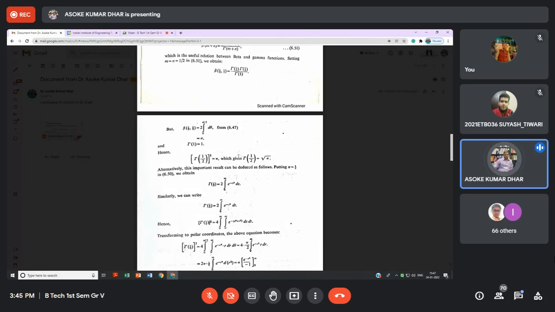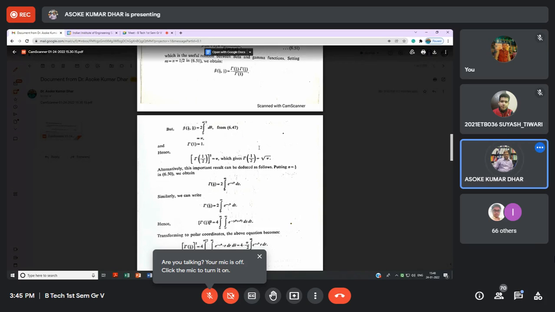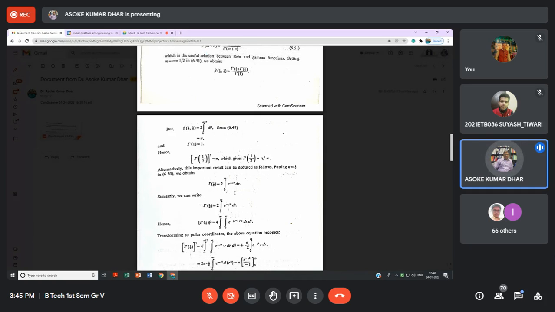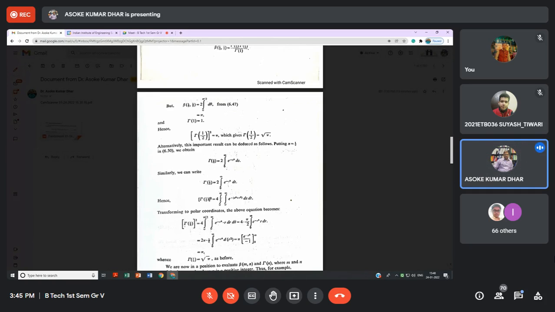So this is a very important relation of gamma half. This is root pi, and this value we shall apply in the next calculation. Again putting n is equal to half, gamma half is equal to 2 times this. Similarly, we can write gamma half is equal to integral 0 to infinity e to the minus t square dt, decreasing s by t.